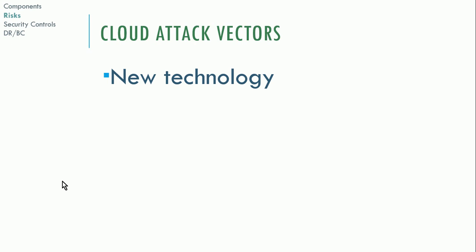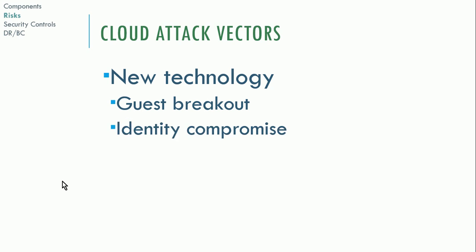So some of the attack vectors for the cloud: new technology has given us some additional attack vectors, like the guest breakout problem I talked about, compromising identity so that people can use your management plane without having proper authorization to do so. API compromise. So I talked about how all this stuff can be controlled through APIs. Storage can be done through APIs. Databases can be accessed through APIs. The management plane with APIs.